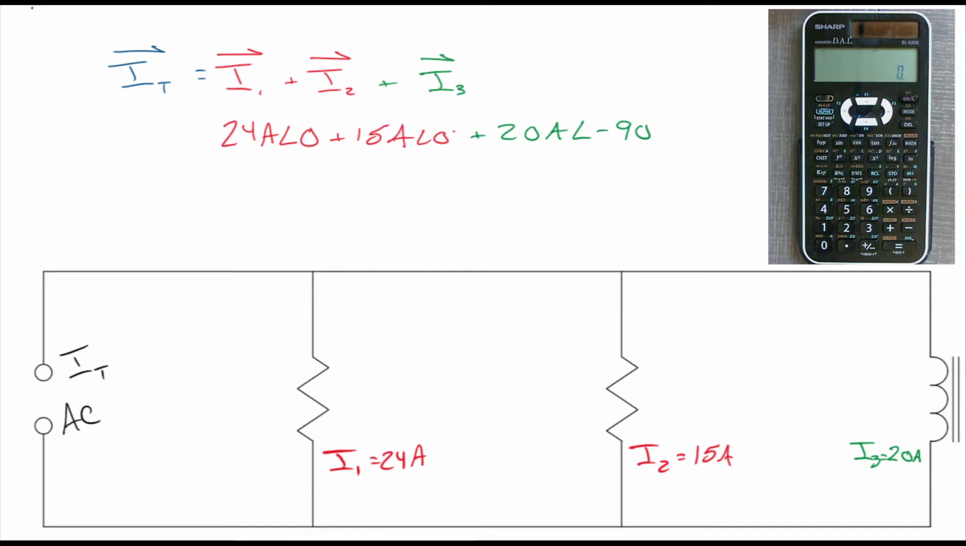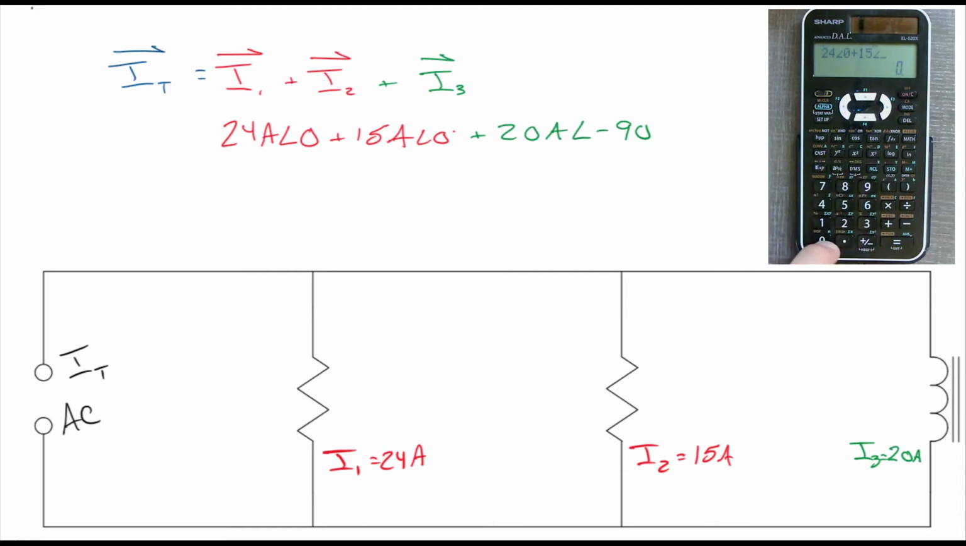So when I fire that into my calculator, this is nice and simple for us. It's 24 at 0 degrees plus 15 at 0 degrees plus 20 at negative 90 degrees. And I get a value of a total circuit current of 43.829.